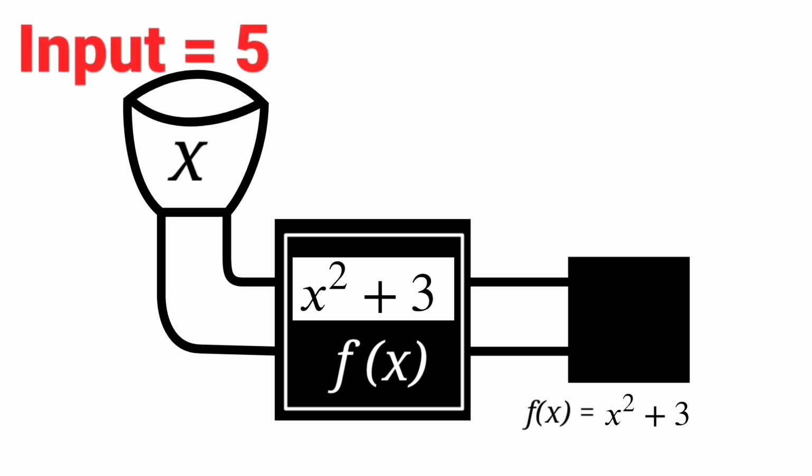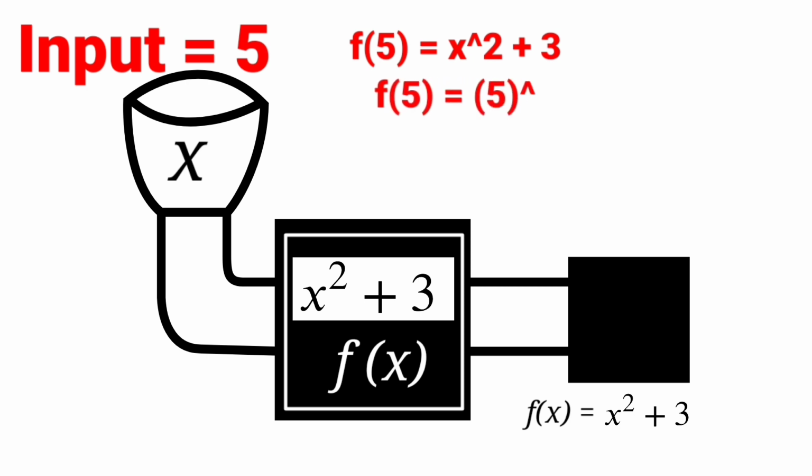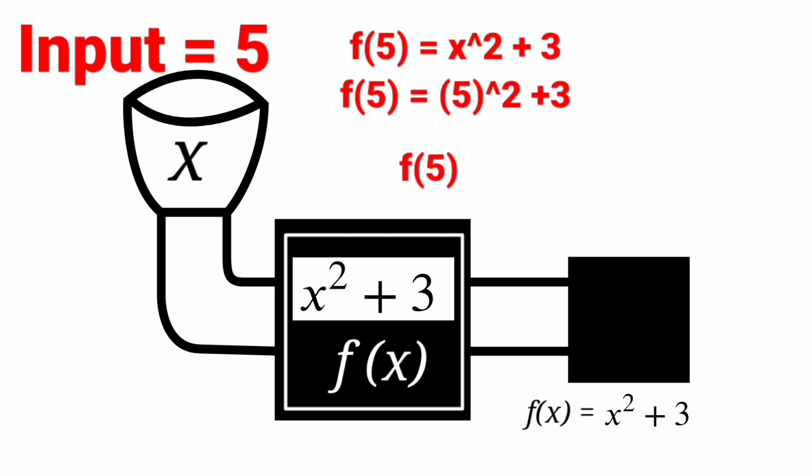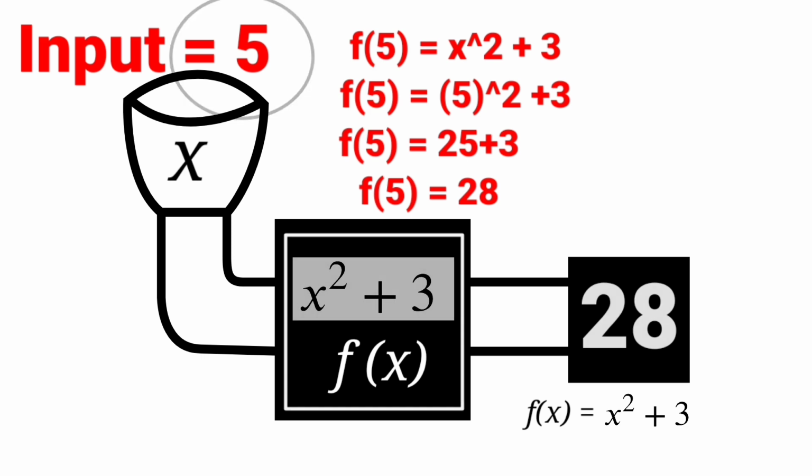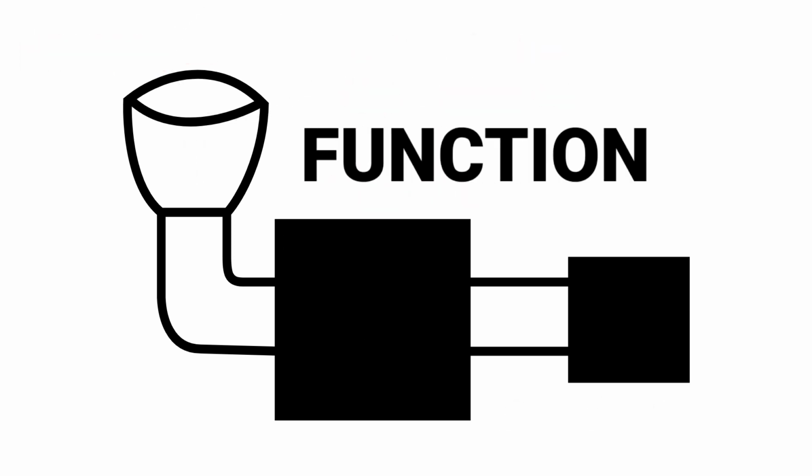Kung mag-i-input tayo halimbawa ng number 5 as our x value, then we'll have f of 5 is equal to x squared plus 3. f of 5 is equal to 5 squared plus 3. As you notice, pinalitan lang natin ng 5 yung ating x. Then we'll have f of 5 is equal to 25 plus 3. f of 5 is equal to 28. Therefore, ang ating output ay 28, considering na ang ating in-input ay 5. Ito po ang konsepto ng function.